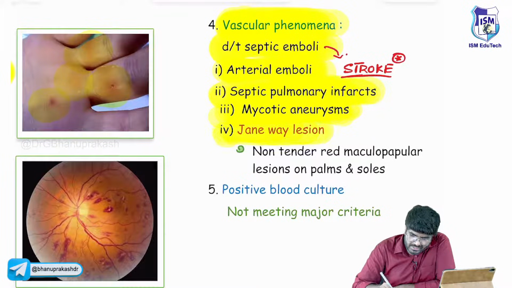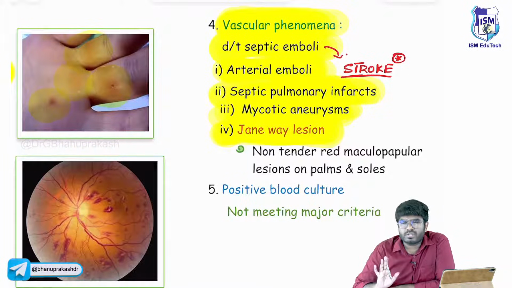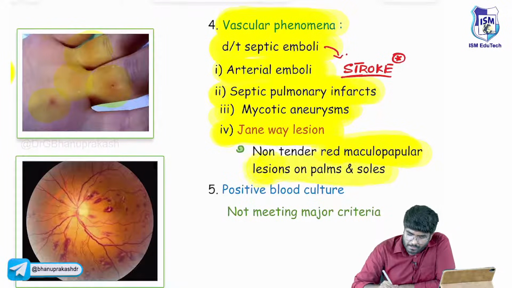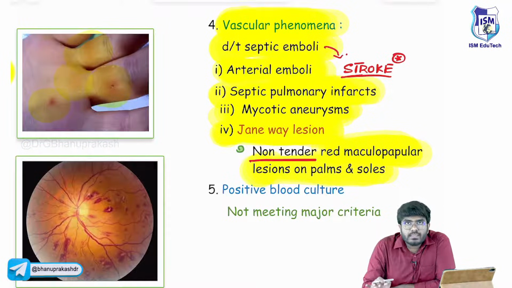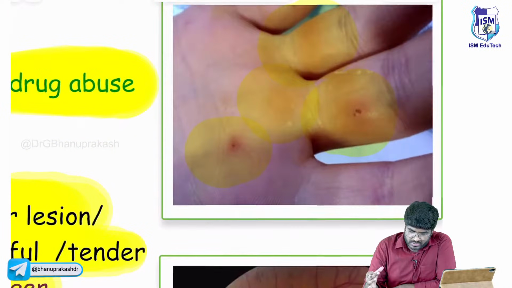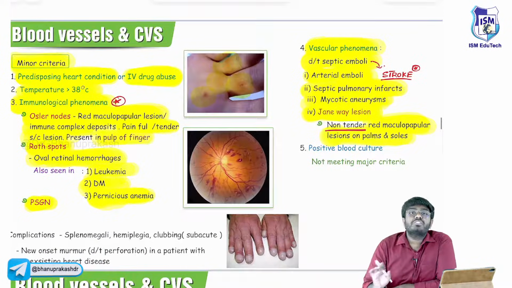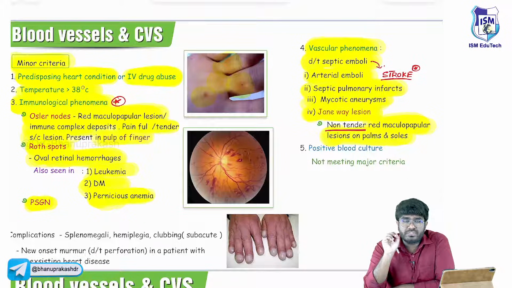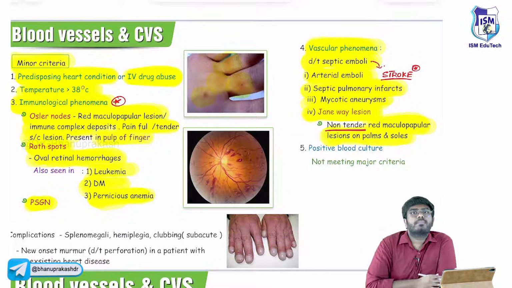One more vascular phenomena is the Janeway lesion. So what are these Janeway lesions? See, Janeway lesions are also simple, just like Osler nodes. These are also red maculopapular lesions in the palms and soles, but they are non-tender. Very important MCQ. If they mention the word tender, then they are Osler nodes. But if they mention non-tender maculopapular lesions seen in the palms and soles in a patient who has infective endocarditis, then they are Janeway lesions. Osler nodes are a painful condition. That's it. So the fourth minor criteria is also completed.